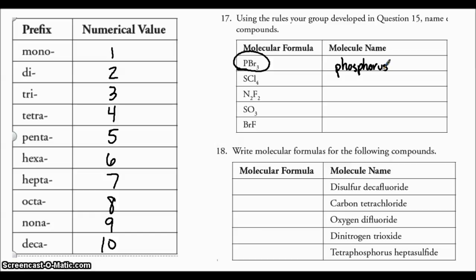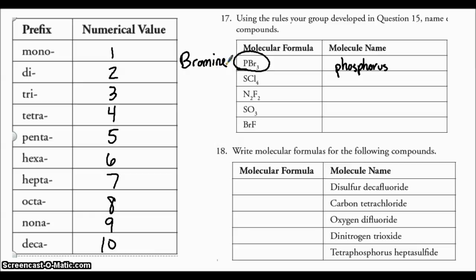That's it. And then you want to see how many of those do we have. Well, we just have a P and there's no number. If there's no number, it just means 1. The prefix for 1 is mono. And what we just learned is that the first element never gets mono. So that first prefix, there's no prefix for that first one. Then you have Br. If you look at Br on the periodic table, you'll see bromine.